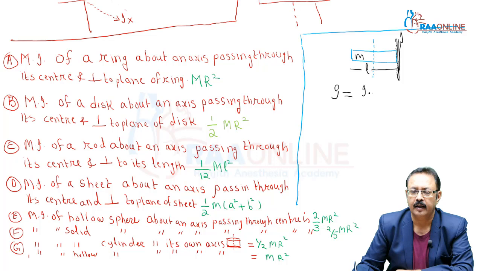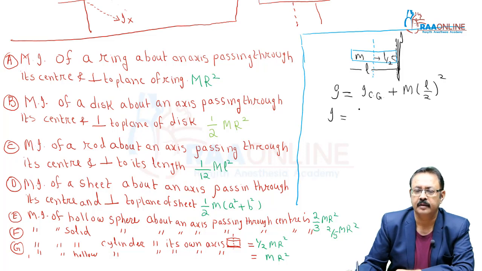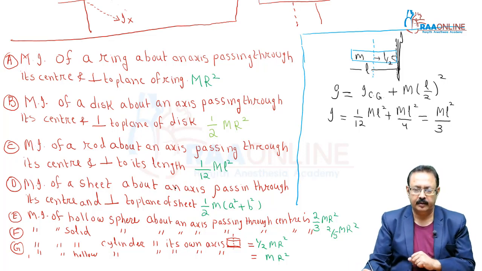It should be I_CG plus m a squared. What is the distance? This distance should be L by 2. So a is L by 2. I got my result. I_CG I know is 1 upon 12 m L squared. In this, add m L squared by 4, meaning 3 m L squared by 12 and 1 m L squared by 12, 4 m L squared by 12, which means m L squared by 3. So I got this formula.